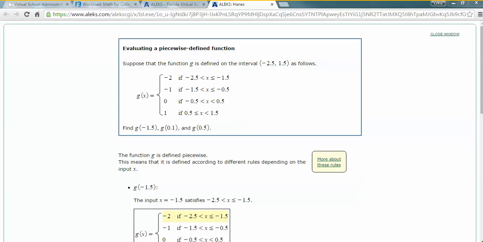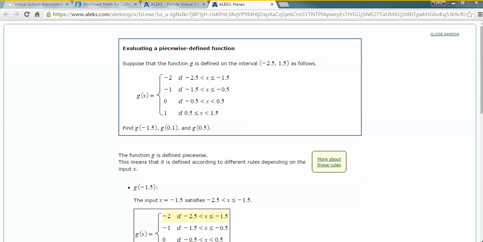So we need to look next at these 2 signs right here, the 2 inequalities. You see how this one says less than or equal to -1.5? That is our giveaway that we're going to use this top one, because -1.5 is less than or equal to -1.5. If you were trying to cram -1.5 in here, that does not work, because -1.5 is not less than -1.5. Since it's equal, that's why we use this top one up here.